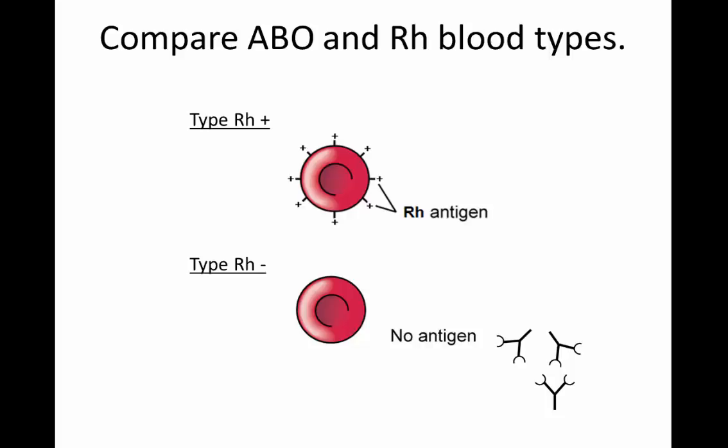I've shown the antibodies here, indicating that somebody who's Rh positive will not make antibodies against the Rh factor, otherwise they would attack their own cells. Someone who is Rh negative does not have that chemical in their body, and so they will produce antibodies against the Rh factor if you were to give them positive blood.